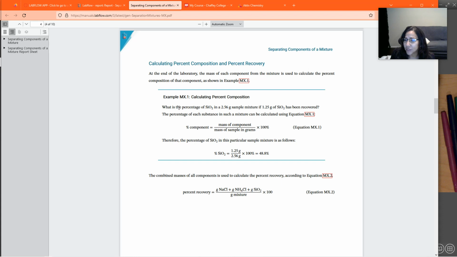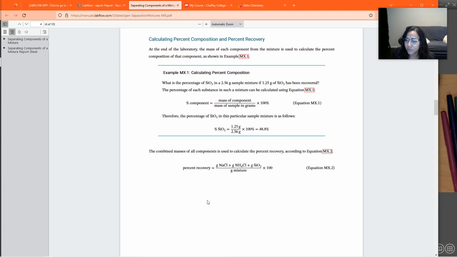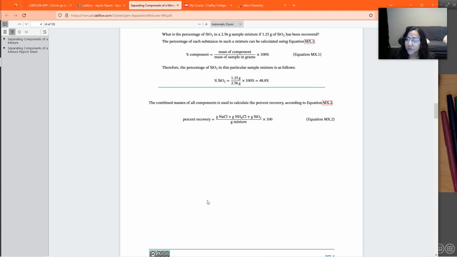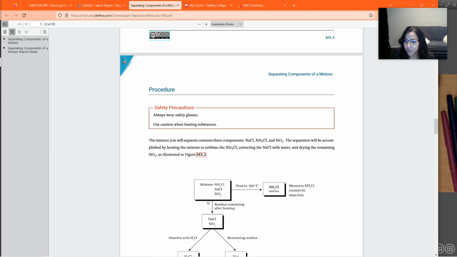So the example here is, what is the percentage of silicon oxide in 2.56 grams of the sample mixture if 1.25 grams was recovered? So you take the amount that you recovered, how much did you actually get, versus how much was inside the total mixture, right? The part over the whole. So that's the way I like to explain these kind of percent composition type of questions. You want the part over the whole times 100. So make sure you reference this for your equations. Okay?